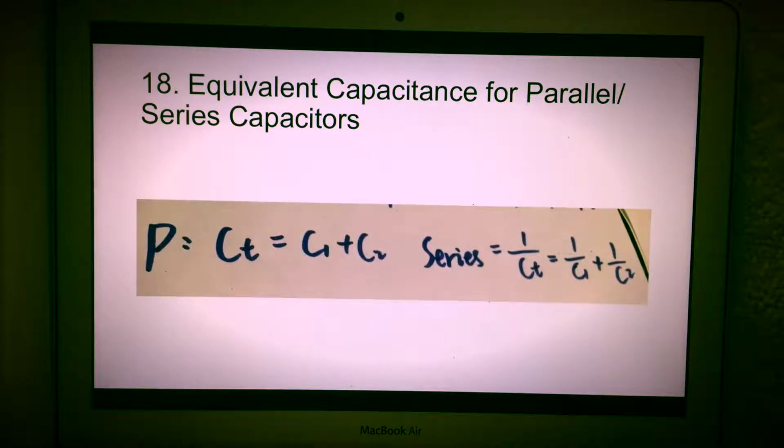Equivalent capacitance for parallel or series capacitors. For parallel, the total capacitance equals C1 plus C2, and for series, 1 over C equals 1 over C1 plus 1 over C2. It's kind of like the resistance, but the order is totally switched. It's just different.